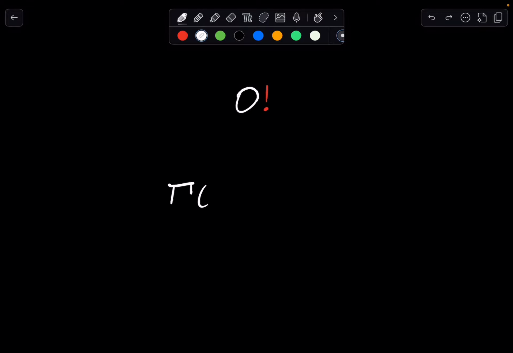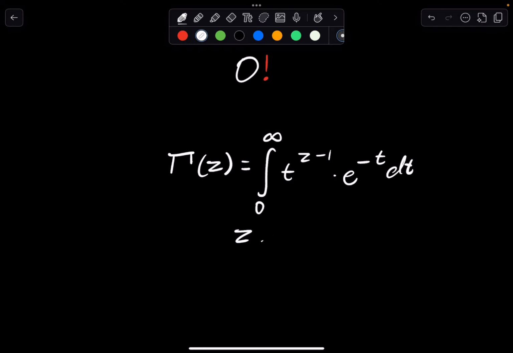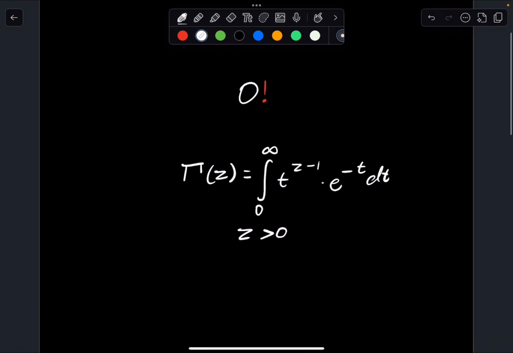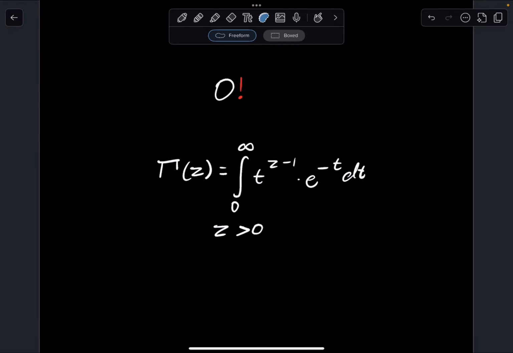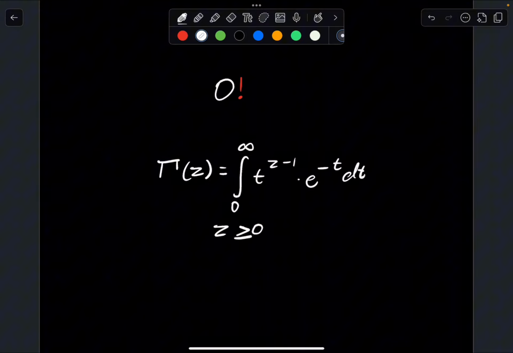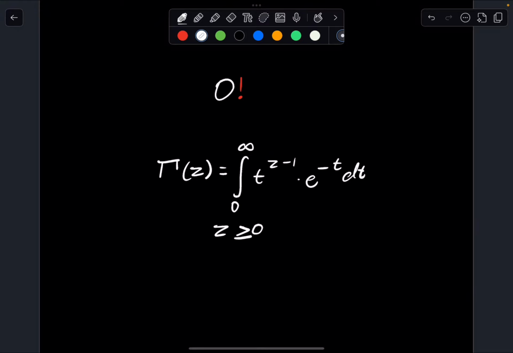We usually say it's gamma of z, but we can technically use anything. Gamma of z is equal to the integral from 0 to infinity of t to the z minus 1 times e to the negative t dt. The specification is that z must be greater than 0, except there are some ways you can extend this definition even farther, but for the purposes of this, we're going to say z is greater than or equal to 0. So we're going to add a caveat right there.